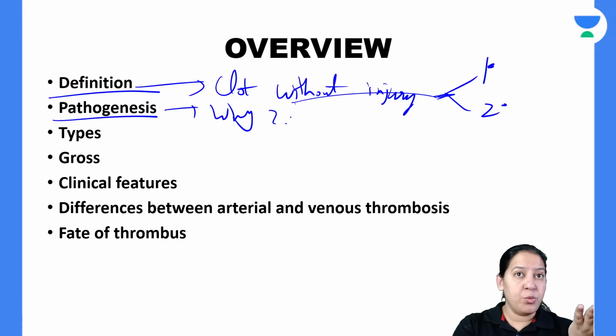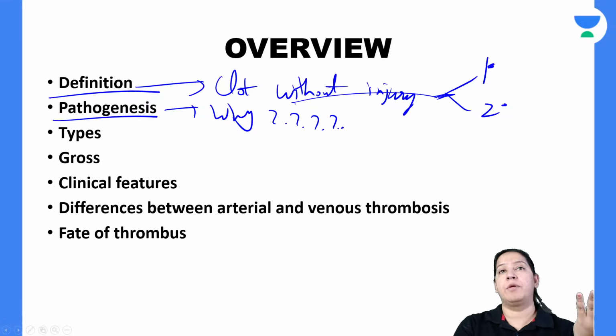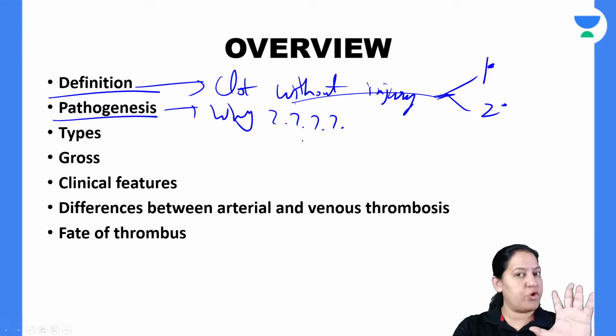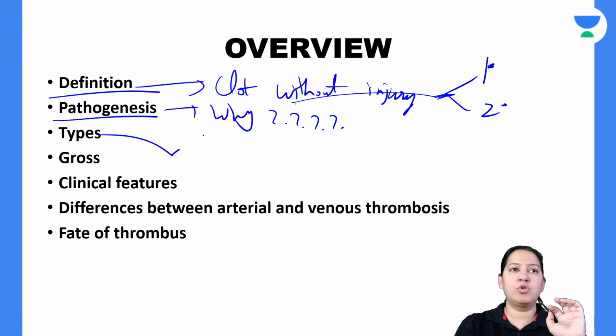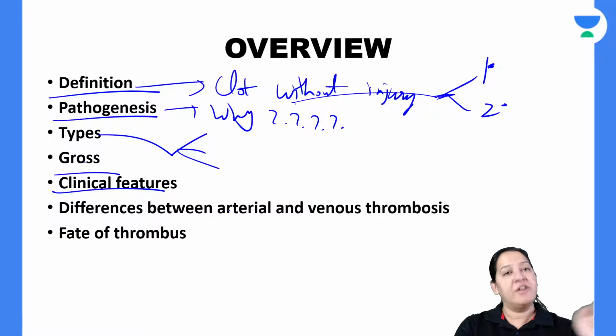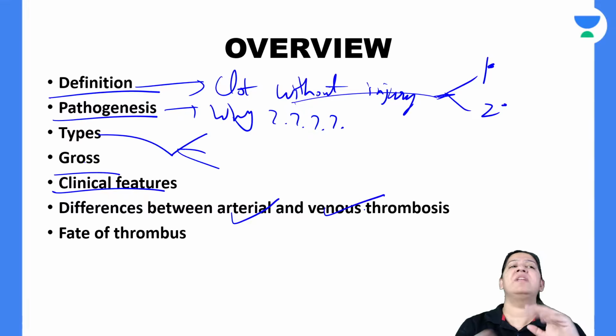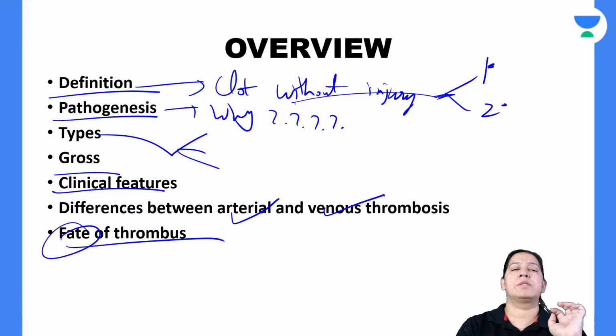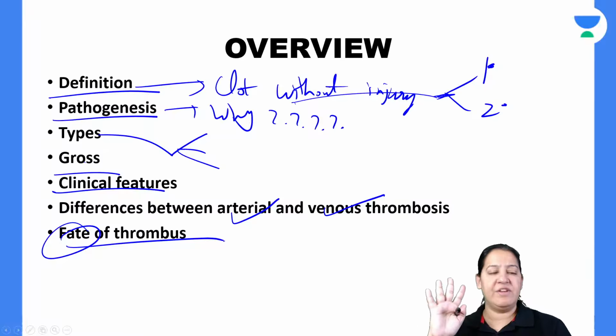Now the question arises: without injury, why is it formed? So here comes the role of the Virchow triad. I will teach you the 2 or 3 types of thrombosis. I will teach you the gross clinical features, the differences between arterial thrombus and venous thrombus, and what is the fate of the thrombus. I will explain all these features one by one.